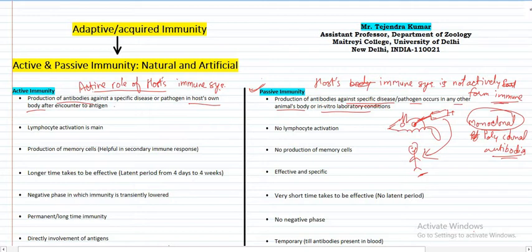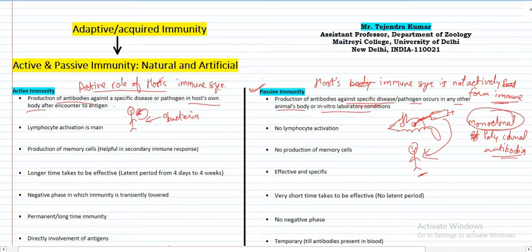Okay, but in case of active immunity, here the same person, suppose a bacteria or pathogen encounters this human, right? So the human itself makes the immunity for himself, right? So it means the host's active role is there, and that's why it is called active immunity, right? But here there is no active role of the host, that's why it is called passive immunity.